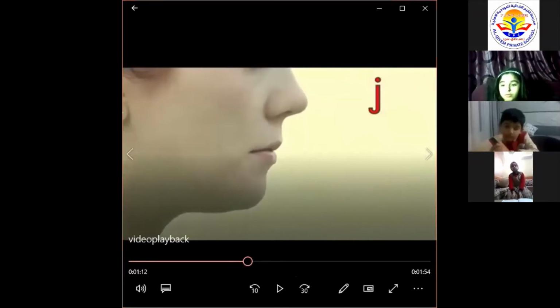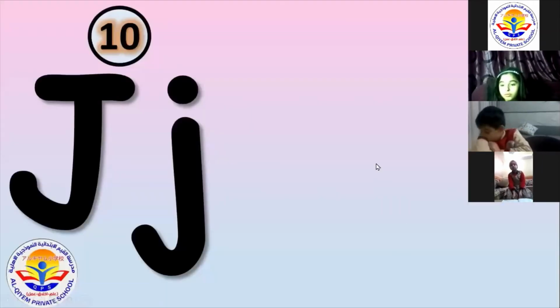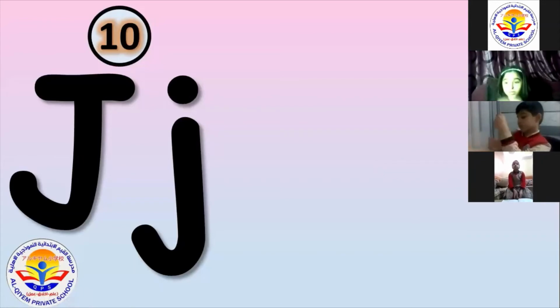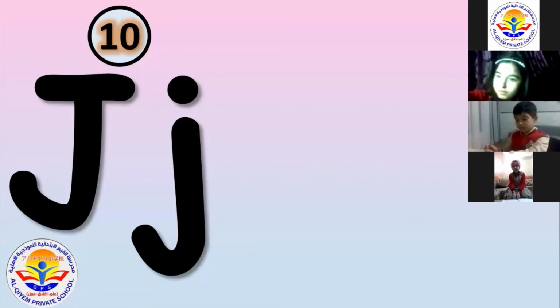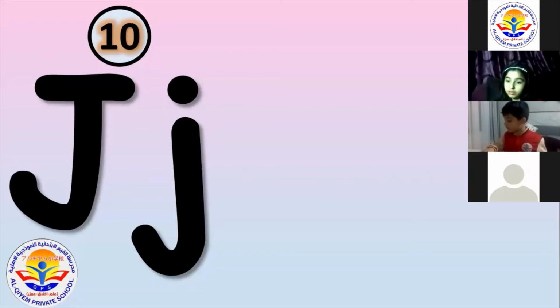So its name is J. Its sound is J. When you want to read a word starting with the letter J, don't use its name. Use its sound, J. So its name is J. Its sound is J.